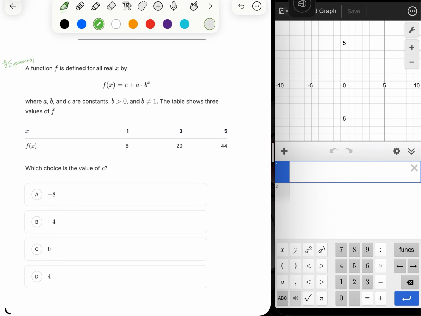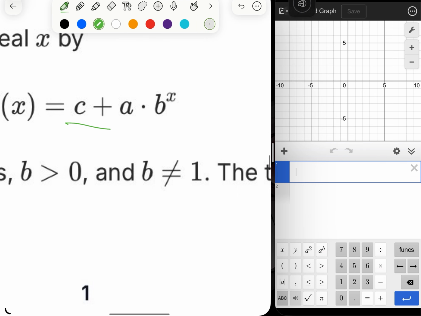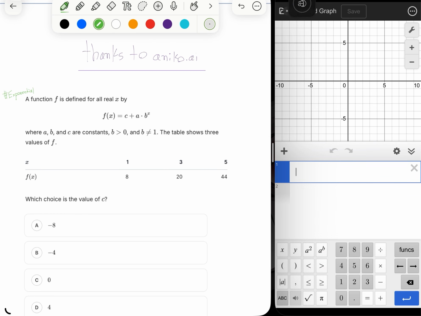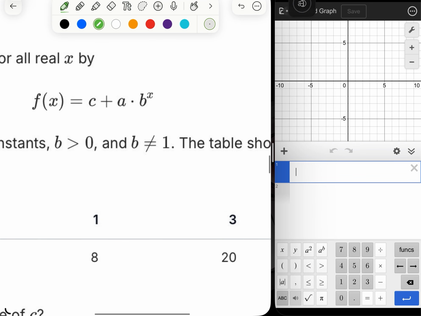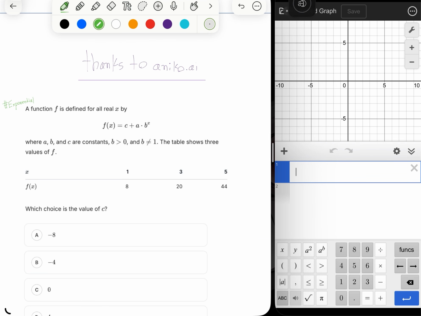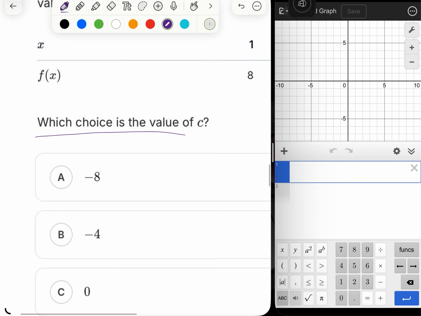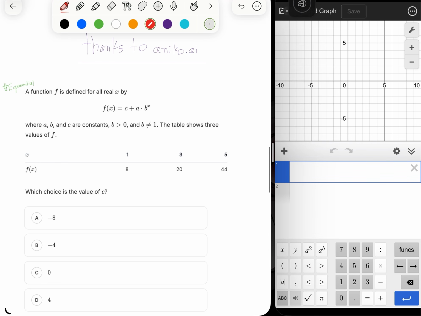Okay, so here we have a function f of x that is equal to c plus a times b to the x power, right? So essentially there's a lot of constants, where a, b, and c are constants, and we have these constraints for b. The table given shows three values of f. So we have it at 1, 3, and 5, right? And our goal here is to find the value of c.